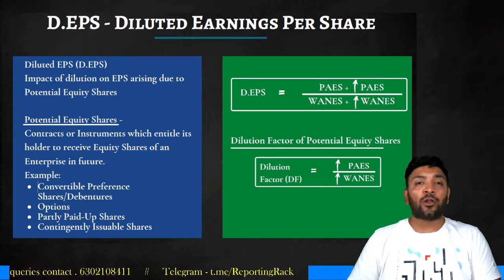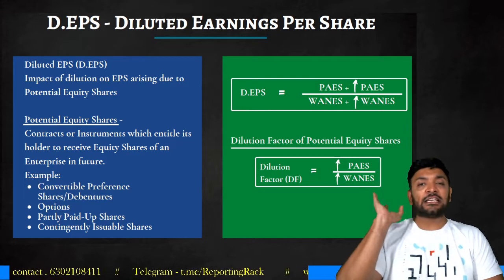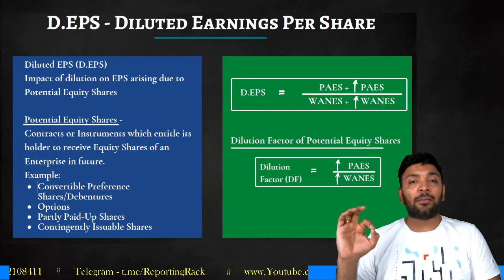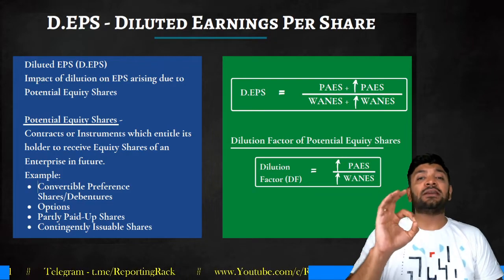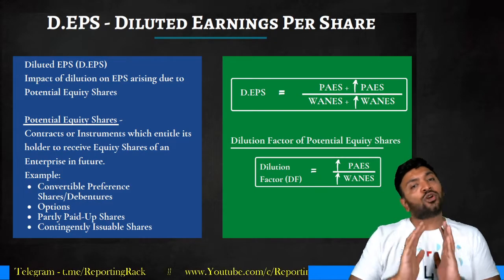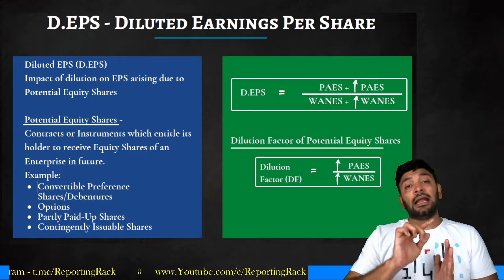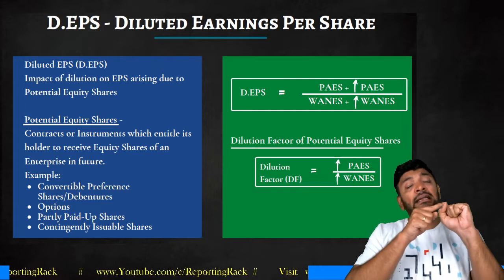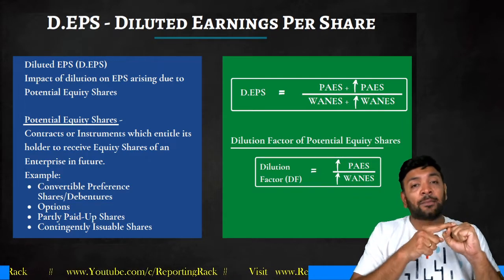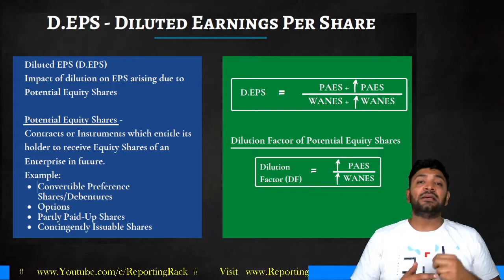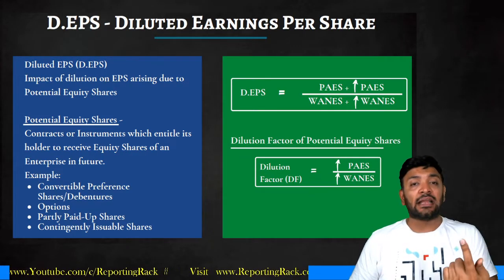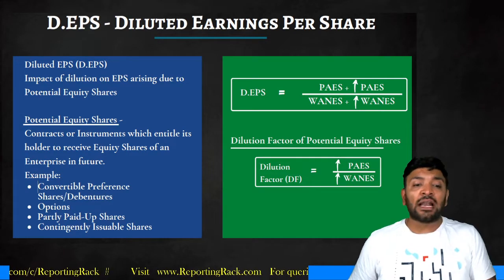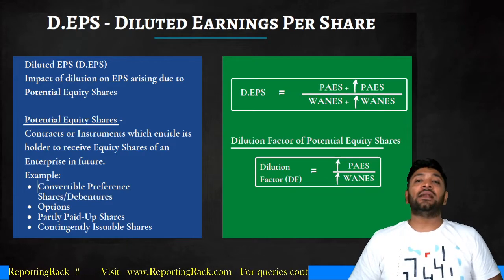Today, I've given the employees an option to exercise 50 shares at the end of 3 years. So if the employee is in continuous employment for the next 3 years, he is entitled to receive equity shares of the enterprise. So as of today, it is an option, but it entitles the holder of the instrument, the employee, to receive equity shares of the enterprise at the end of year 3. Since he is entitled to receive equity shares at the end of year 3, they are called potential equity shares. Share warrants are also potential equity shares.